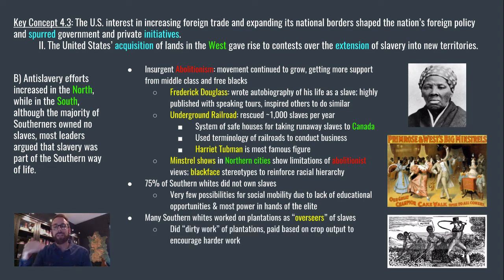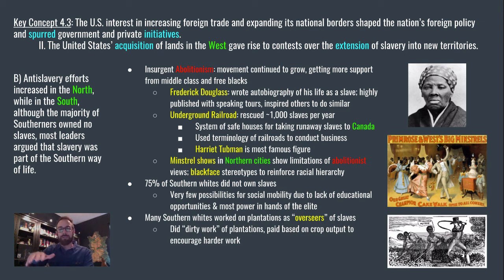So it would be their job to be in the fields, watching the slaves, making sure that they were working hard and working fast, and the pay for these overseers was based on the crop output of the slaves they oversaw. So it was in their interest to be harsh on the slaves and to make sure they worked as efficiently as possible so the overseers could get more money. Okay, you can see how this works.